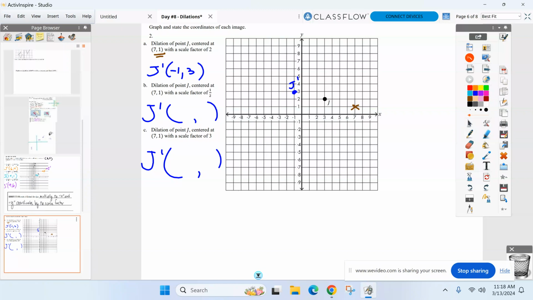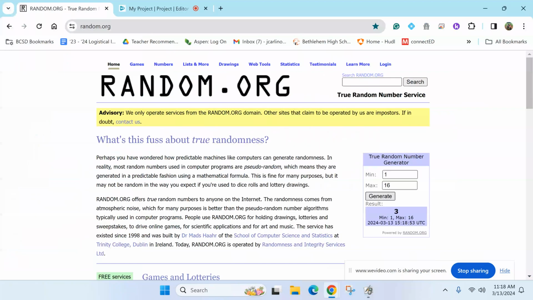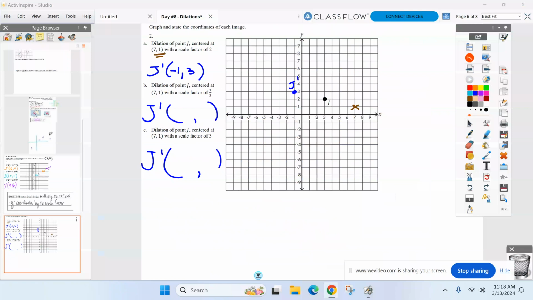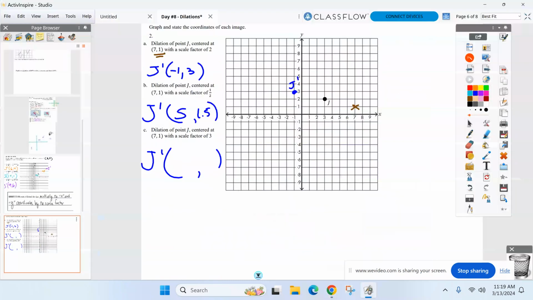Part B, dilation of scale factor 1/2. Where did J prime go here? J prime, Aiden? 5 1/2. Yep, 5 and 1/2. And how about a dilation of 3? Where did your coordinates go? Haley? Negative 5, 4. Negative 5, 4. Good.